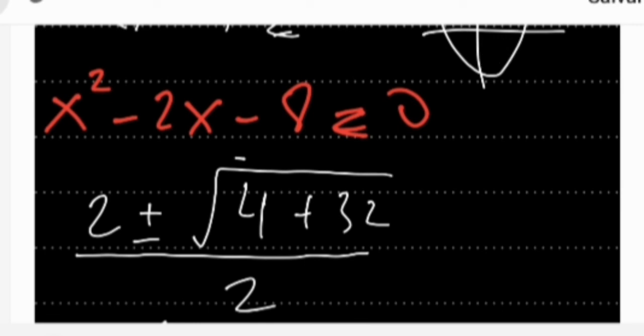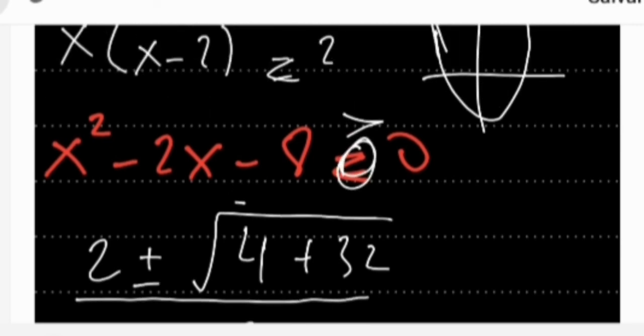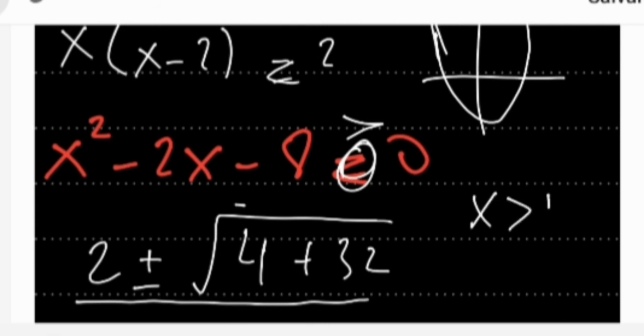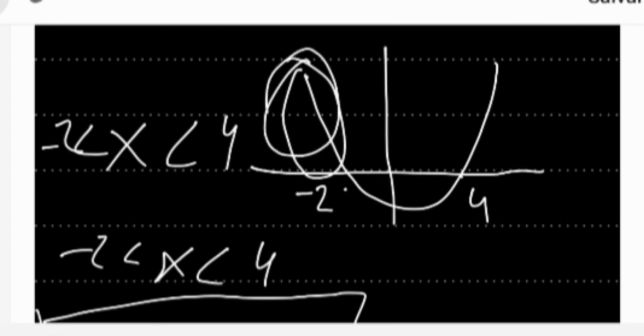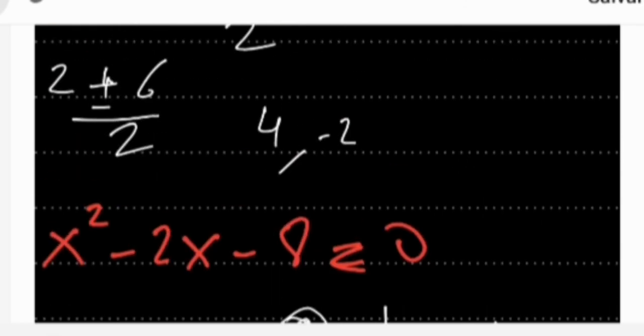What if we wanted this part to be bigger than 0? What would it be? Well, x would be bigger than 4 or x smaller than 2. Why? Because for every value of x smaller than 2, f of x is positive. And for every value bigger than 4, f of x is positive, okay?